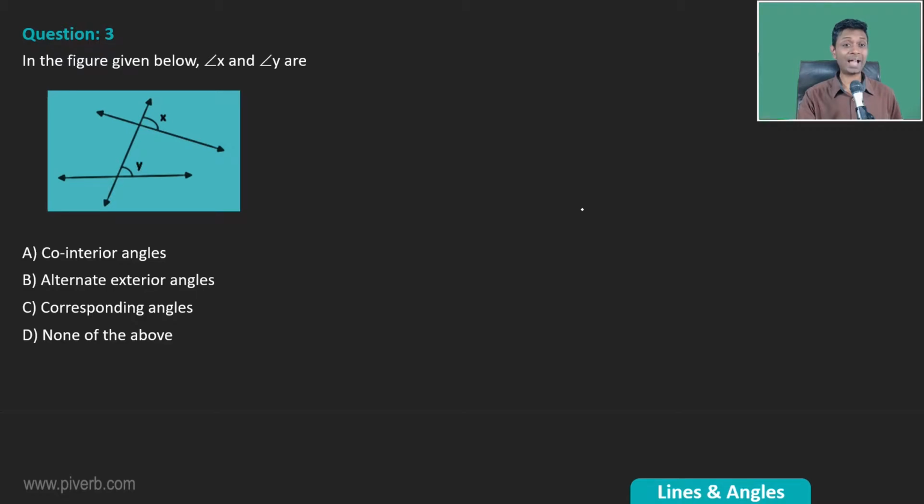In the figure given below, angle X and angle Y. So two straight lines cut by a third line, X and Y. We are not being told that these two lines are parallel. We're not being told they are not parallel. These are just two lines, a system of lines cut by a transversal.